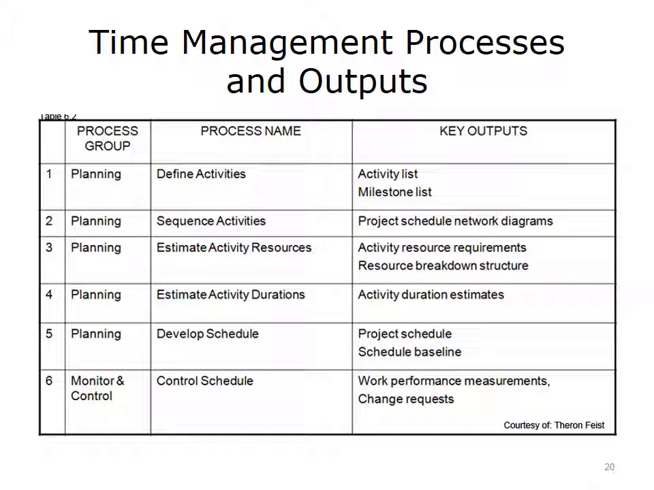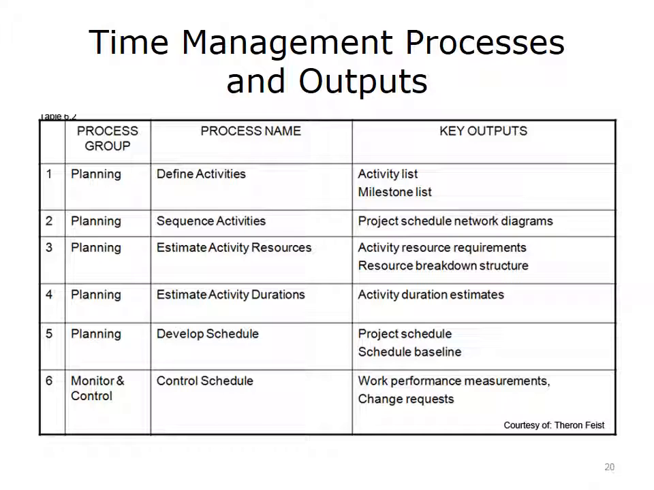The major or key outputs for each of the 6 project time processes are indicated on this table. First, the planning process group will define activities. The key outputs are an activity list and a milestone list. Second, the planning process group will determine the sequence of activities. The key outputs of the sequencing will be a project schedule network diagram. Third, the planning process group will estimate activity resources. The key outputs of this activity are activity resource requirements and a resource breakdown structure.